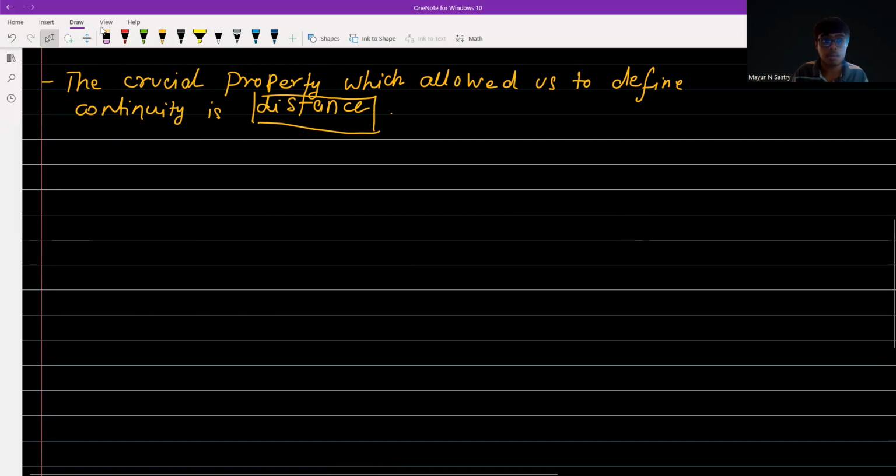Namely, the distance between any two real numbers x and y is simply given by mod x minus y. But when we generalize, we can't really see what exactly the distance function is. It's just lying somewhere and it satisfies some obvious properties which we want. So I make a new definition. The name for such objects is metric spaces.